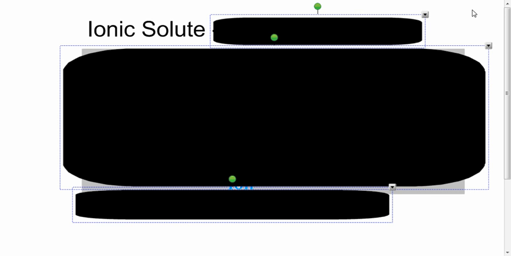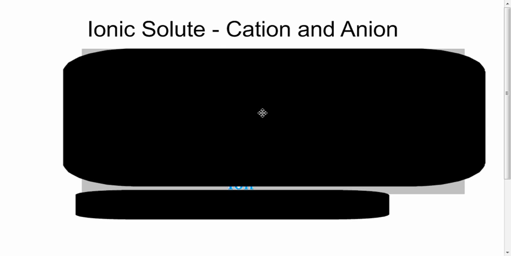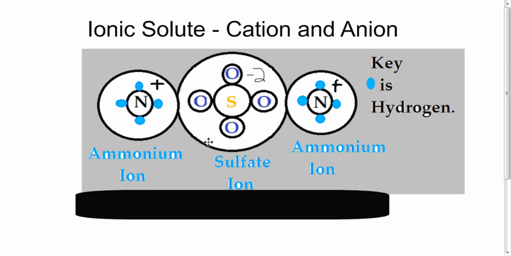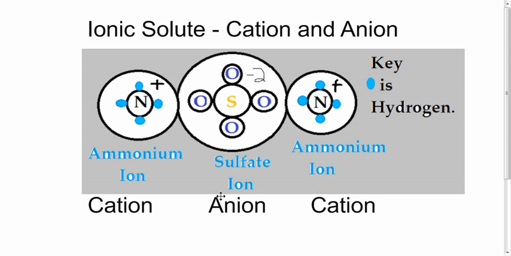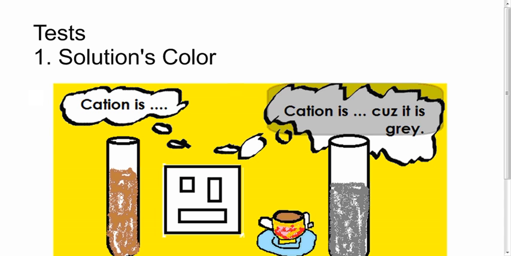Now, to do this, ionic solutes have a cation and an anion present. For example, this compound, ammonium sulfate, has got the cation of ammonium and the anion of sulfate. Now, the 5 tests you basically can do are, one being color. Looking at these 2 test tubes, based upon their color, one being brown and one being gray, it's going to mean something about them. It means that there's a certain cation present.